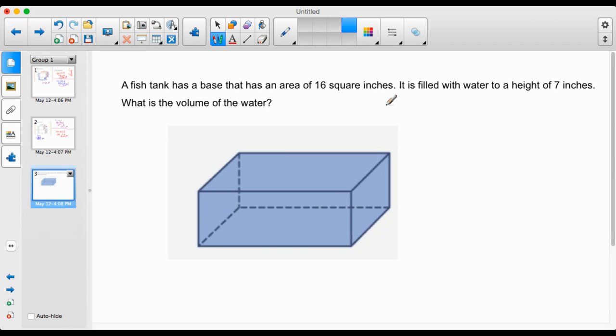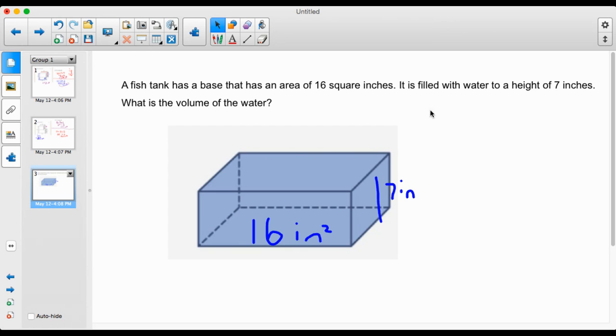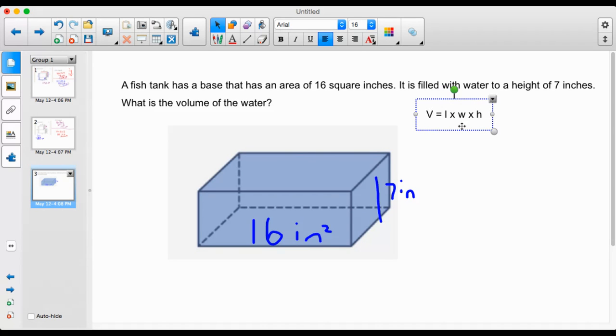It says a fish tank has a base that has an area of 16 square inches. I'm going to label that right as I'm reading it. This whole base is 16 square inches. It's filled up to the height of 7 inches. What is the volume of the water? Again, guys, I know always that volume is length times width times height.